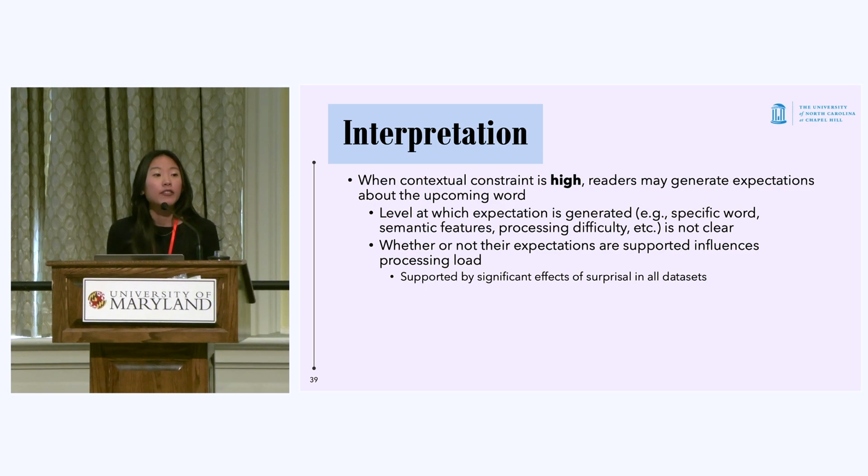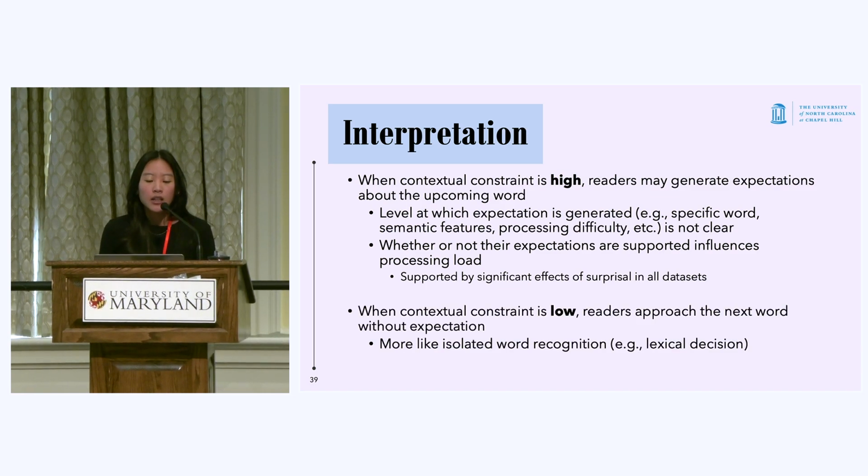I want to point out that the level at which this expectation is generated is not entirely clear. So whether people are predicting the specific next word, its semantic features, the processing difficulty of it, we do not know. But whether or not their expectations are supported is going to influence processing load. And this is also supported by the idea that there were significant effects of surprisal in the data sets. Versus when contextual constraint is low, this is going to be more like isolated word recognition, and so readers are going to approach the word without much expectation, and those static influences are going to be dominant.